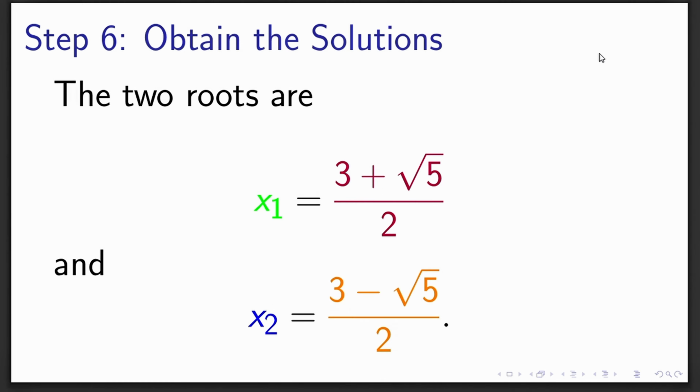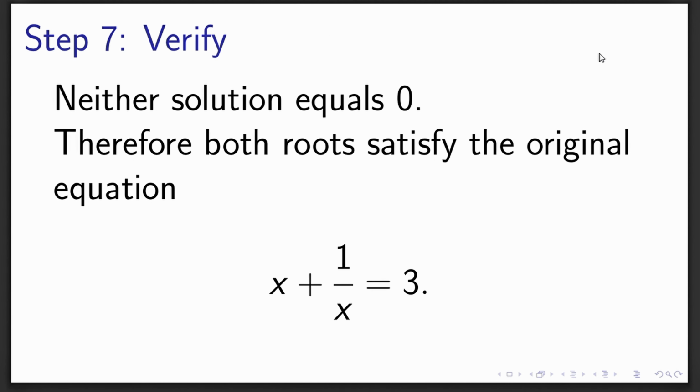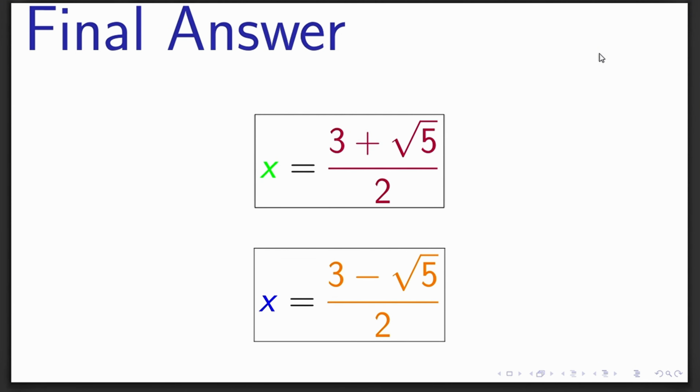This means we have two solutions. The first one is x1 = (3 + √5) / 2, and the second solution is x2 = (3 - √5) / 2. Neither solution is equal to 0, therefore both roots satisfy the original equation, x + 1/x = 3. Hence both are valid real solutions that we have. So this is our final answer.